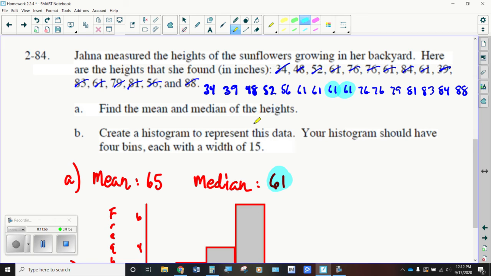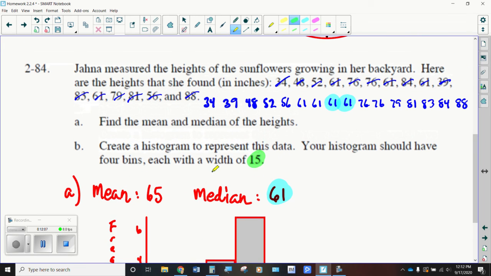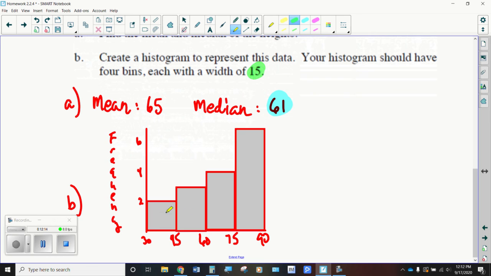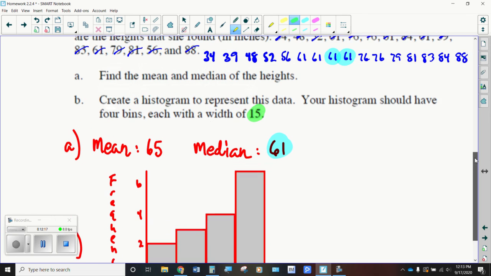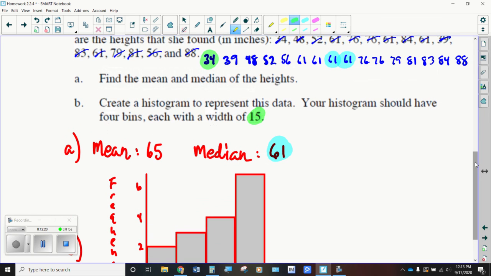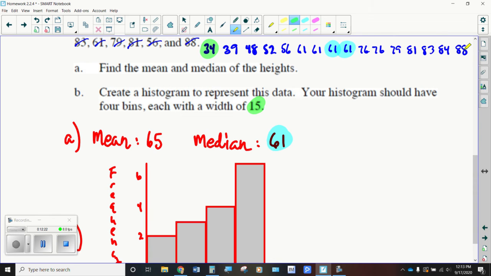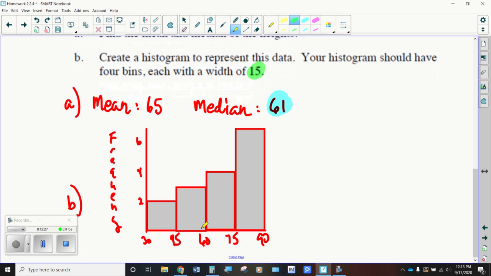All right, then it says create a histogram to represent this data. Your histogram should have 4 bins, each with a width of 15. So if we have 4 of them, 15 plus 15 plus 15 plus 15 is 60, right? So I guess we need to start at 30 because there's no reason to go below 30 because our lowest number was 34. And the highest number is 88. And if we count by 15s from 30, that goes 15, 45, 60, 75, and 90, then yeah, we can accommodate all of these in this section here.